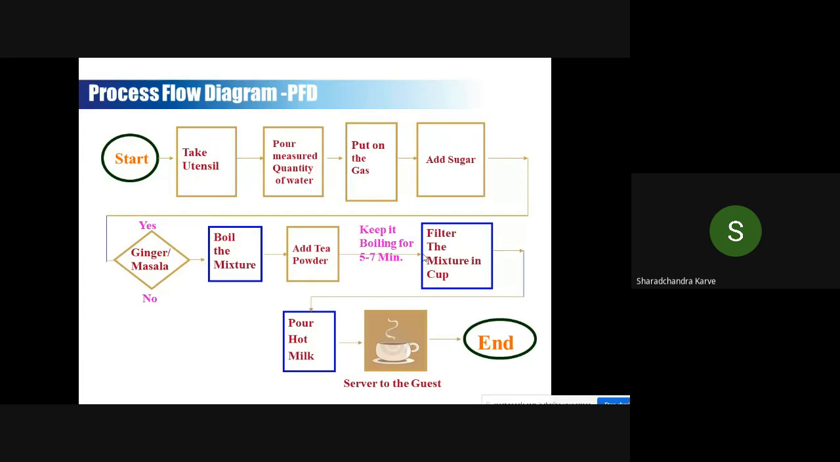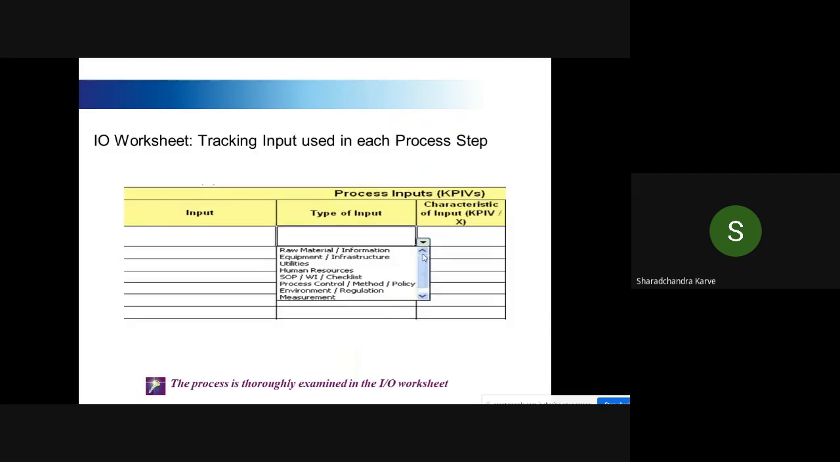Now, taking this ahead, we will be identifying all the inputs which will have an effect on my output. So next slide, please. We have already said what the inputs to the process are. So I am talking about the input output worksheet. IO means input output worksheet.